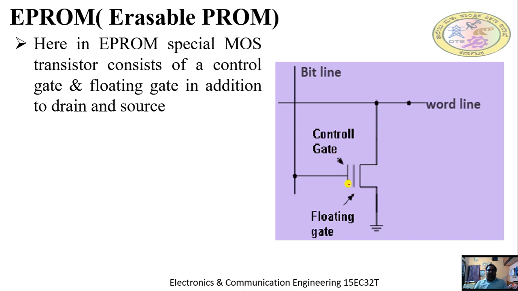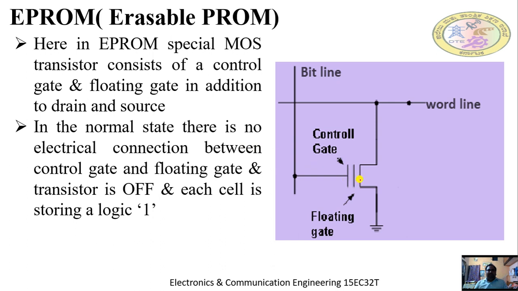By default ಏನಿರ್ತವೆ, these won't be in contact with each other. So physical connection ಇರಲ್ಲ control gate ಮತ್ತು floating gate ಮಧ್ಯೆ. In the normal state, there is no electrical connection between the control gate and floating gate. Means if there is no connection between the control gate and floating gate, so as you can see there is a gap provided here. These are not in physical contact with each other. By default, the transistor will be in off state.